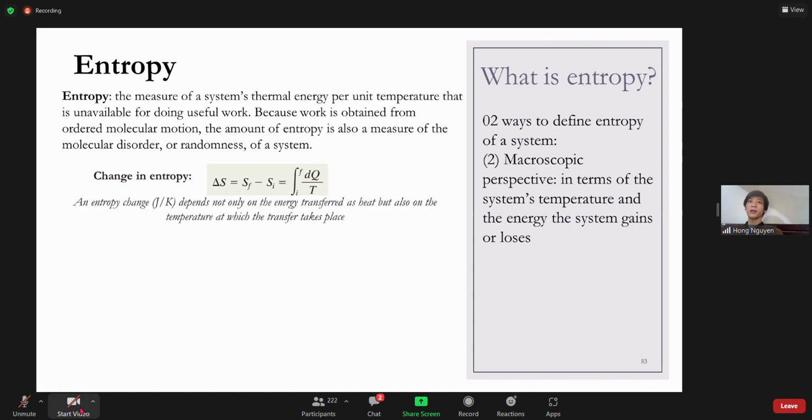And what we see here is that the change in entropy depends not only on the energy transferred as heat, but also on the temperature at which the transfer takes place. So it depends on both the heat and the temperature at which the transfer takes place. Good. And it will have a unit of joule per Kelvin. This one is joule and this one is Kelvin. So the unit is joule per Kelvin.